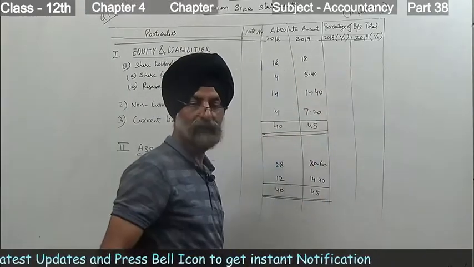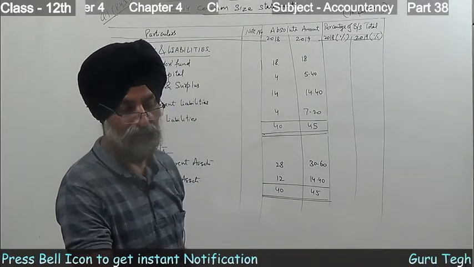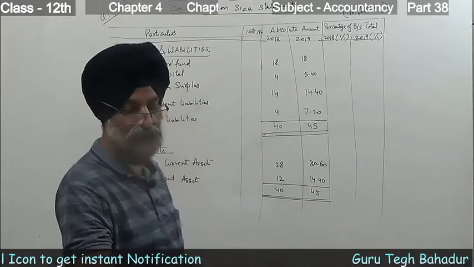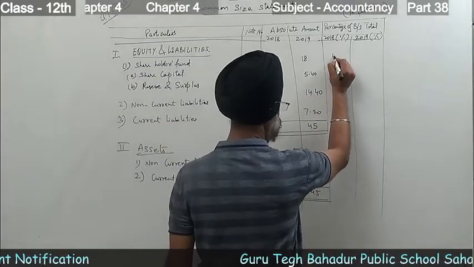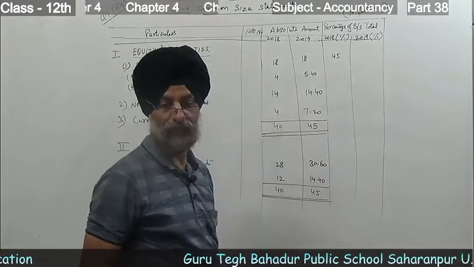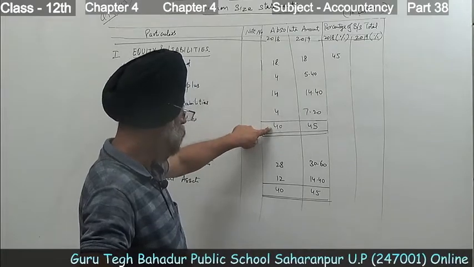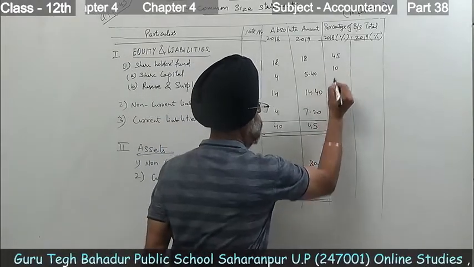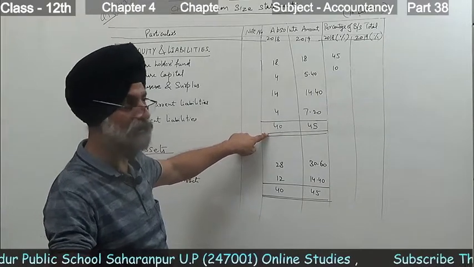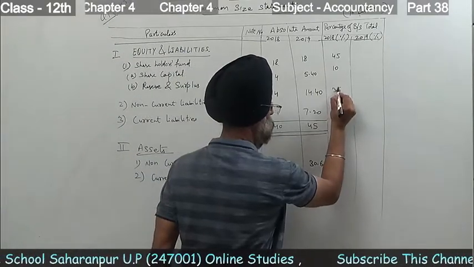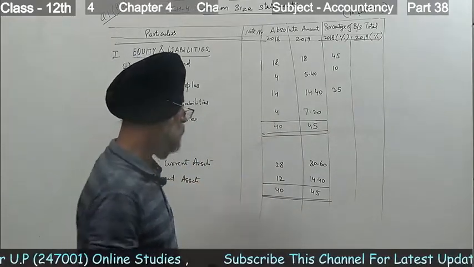Then we will get the percentage of this shareholders fund, share capital. So the percentage is 18 by 40 into 100, this is 45%. 4 lakh by 40 lakh into 100, this is 10%. 14 lakh by 40 lakh into 100, this is 35%. Then again 4 lakh by 40 lakh into 100, this is 10%.